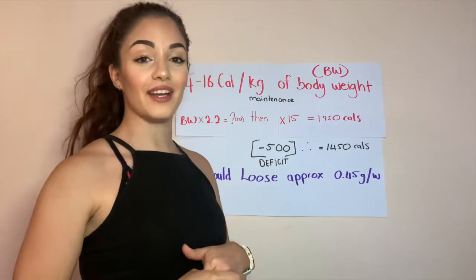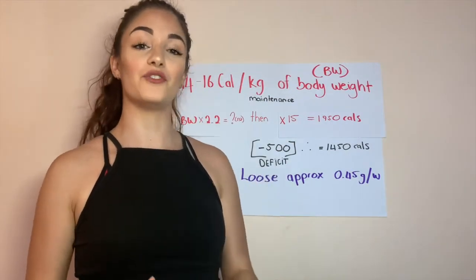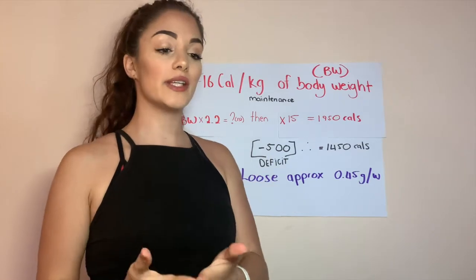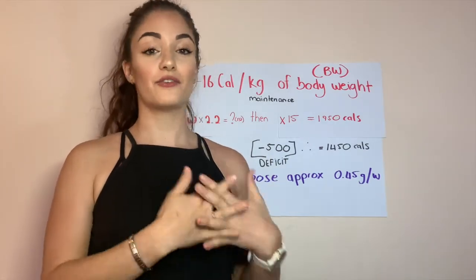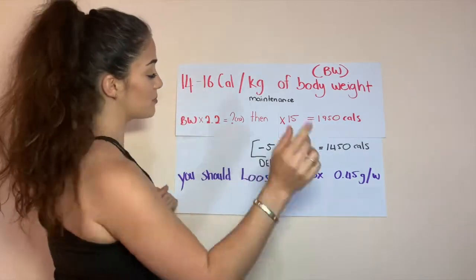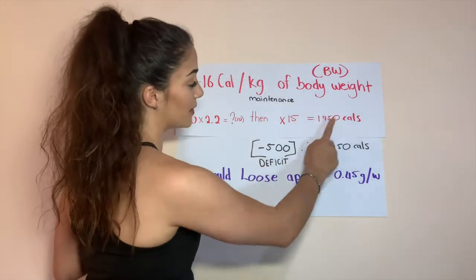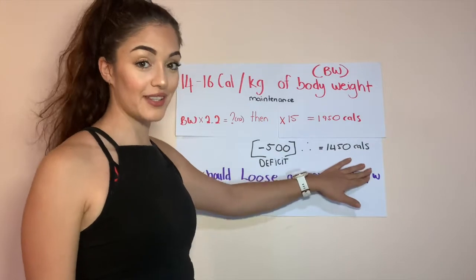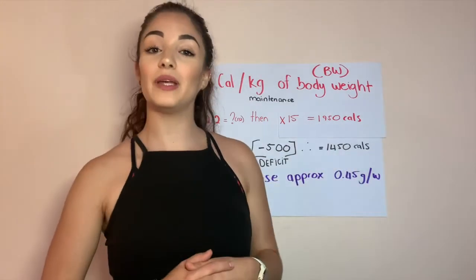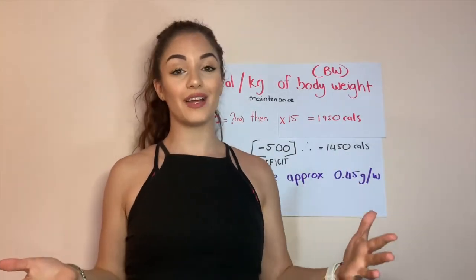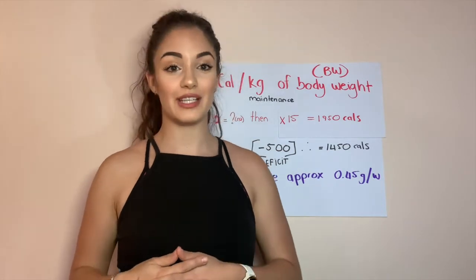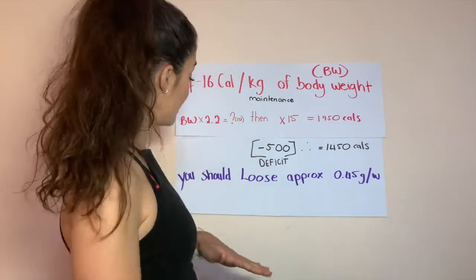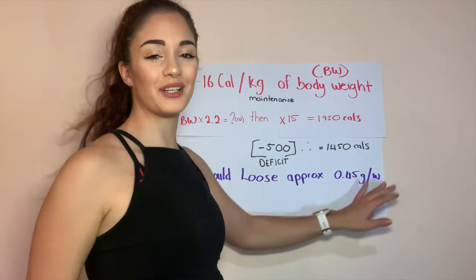So, like I said, for you to want to lose weight, you're gonna have to be in a deficit. Now, normally, we subtract 500 calories from our diet. So, if I subtract 500 calories from 1,950 calories, I get 1,450 calories left to eat. So, then you'll be in a calorie deficit. All you have to do then is eat 1,450 calories a day. You will be in a deficit, and then you should lose approximately half a kilo per week.